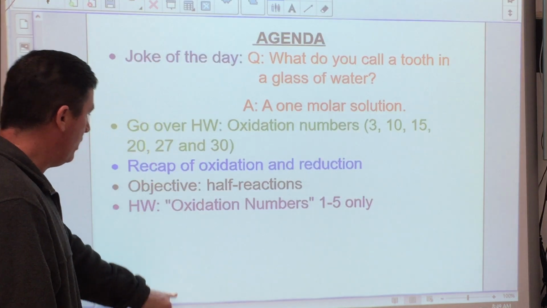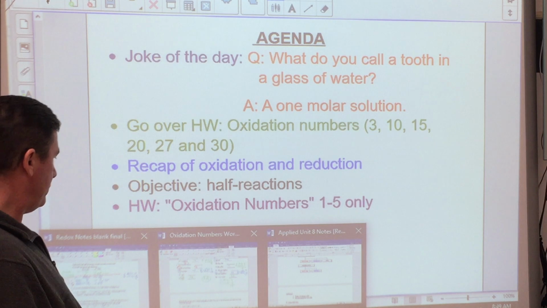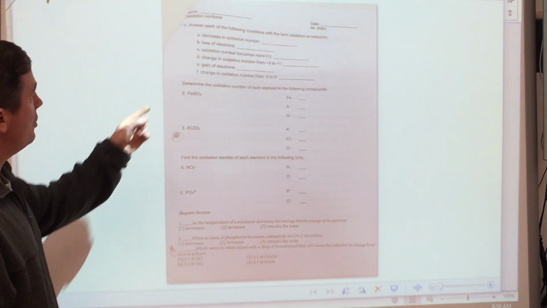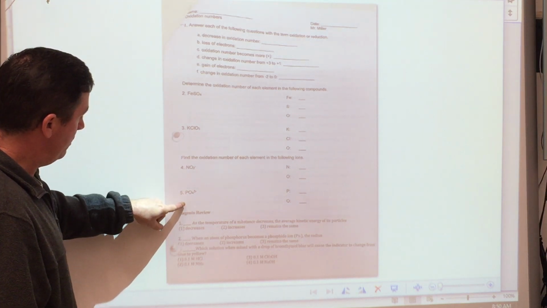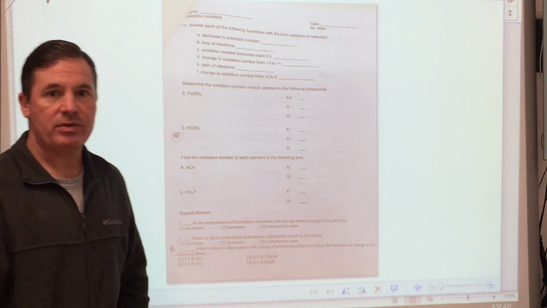Let's look at your homework. 1 through 5 only on this sheet. Okay, it's in your packet. Just through here. Don't worry about the review. All right? It's basically assigning oxidation numbers. Good luck.